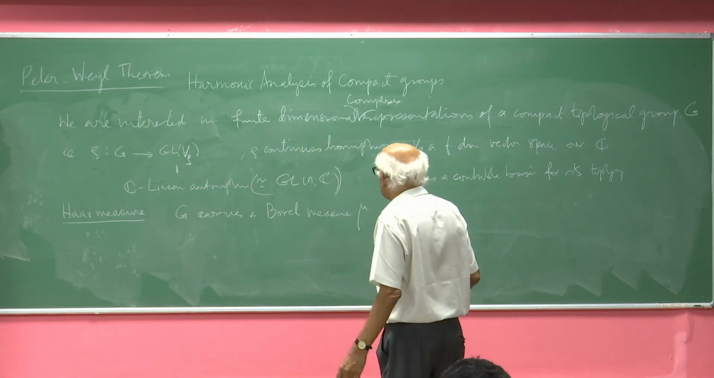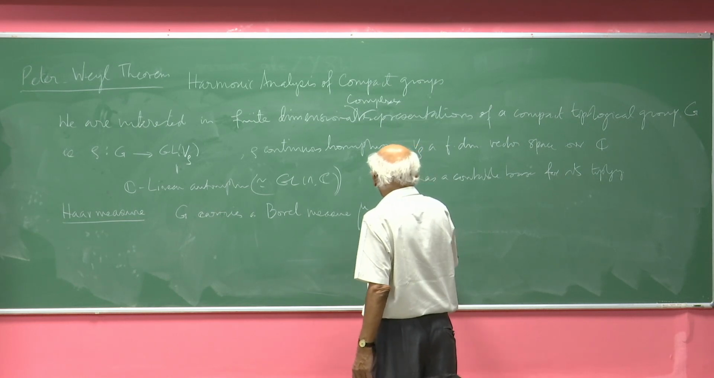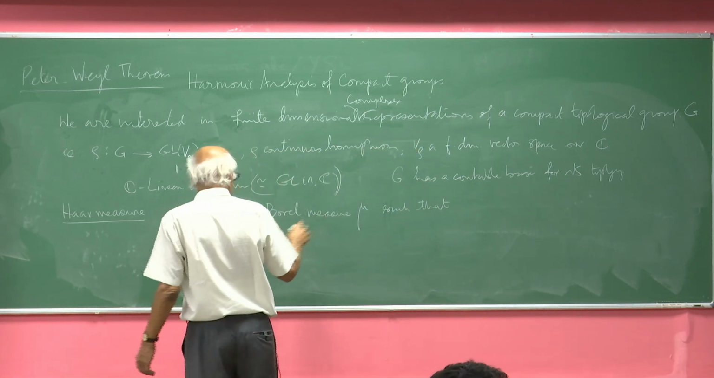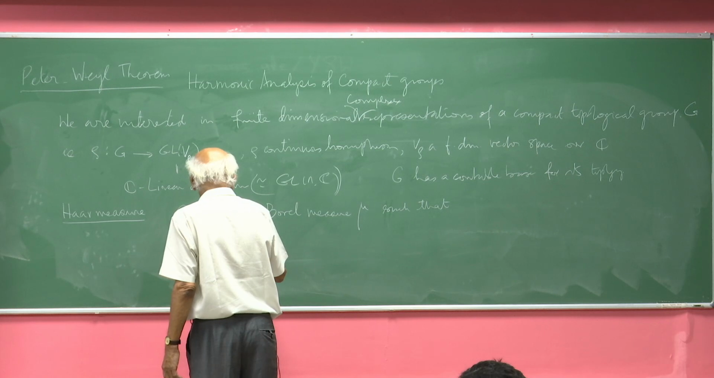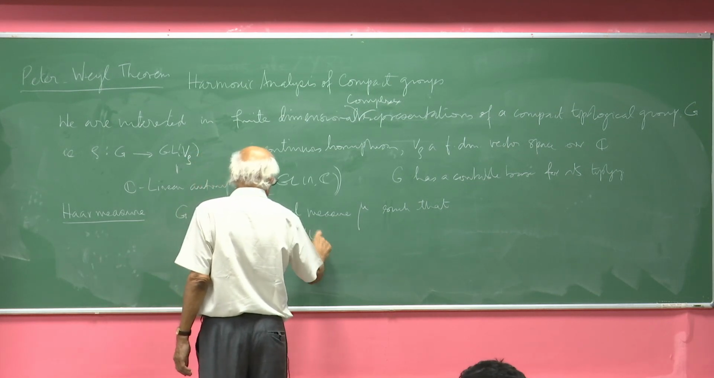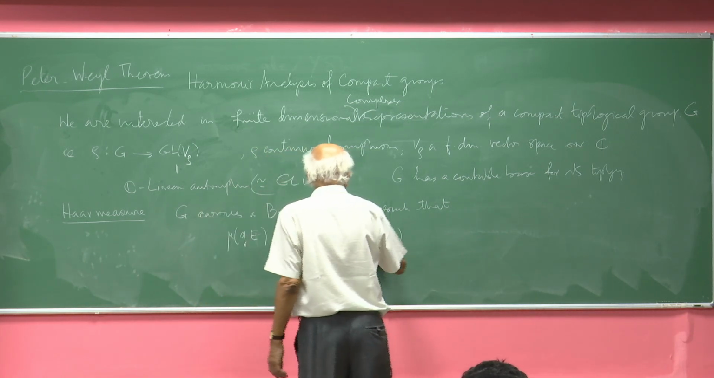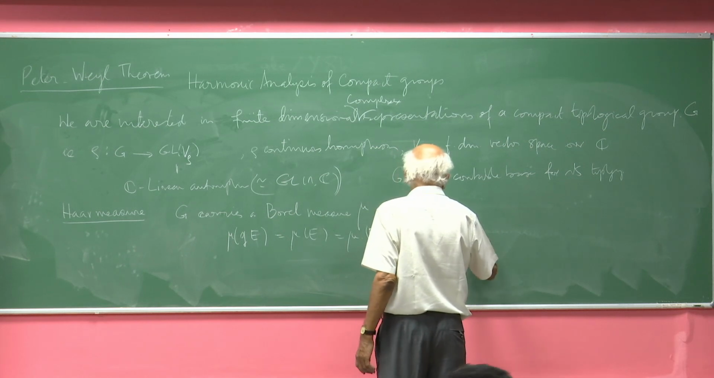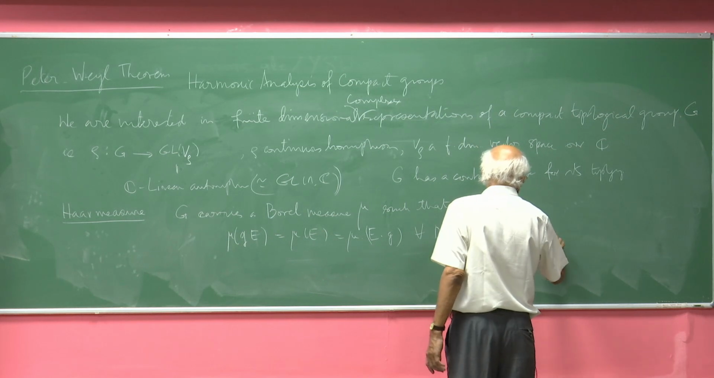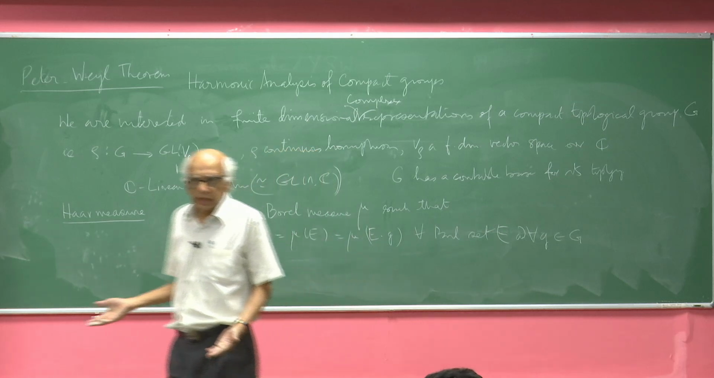Now, G carries the Borel measure mu such that it is invariant under both left and right translations. Mu of gE equals mu of E, equals mu of Eg, for every Borel set E and every g in G. That is, the measure is both left and right translation invariant.